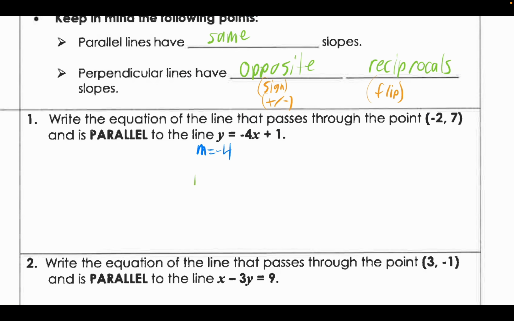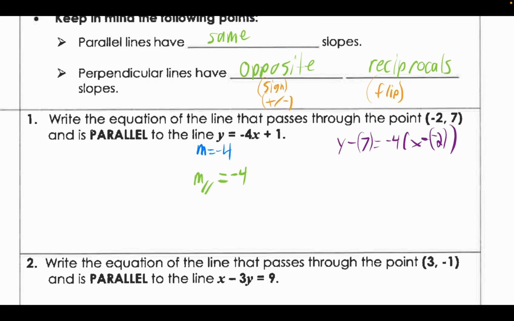That means the slope of our parallel line, which I'm going to mark with a little parallel symbol underneath my slope to show that it's the slope of the line parallel to the line we're given, would also be -4. So I'm going to take that new slope of -4, which is the same as the old slope of -4, and use this point to put it in point-slope form. So I have y minus 7 is equal to -4 times the quantity of x minus -2.